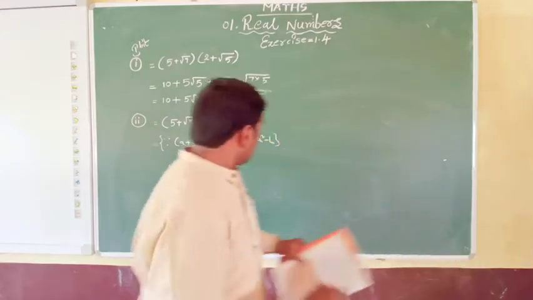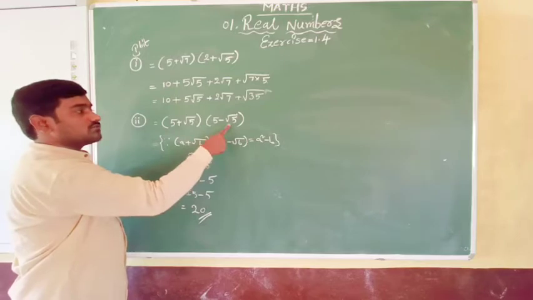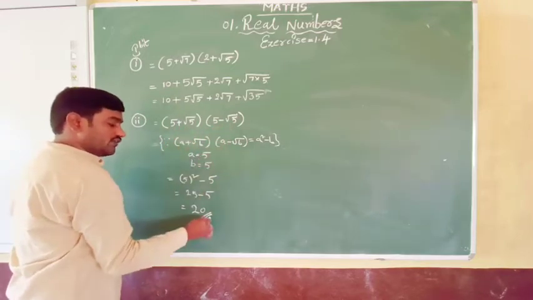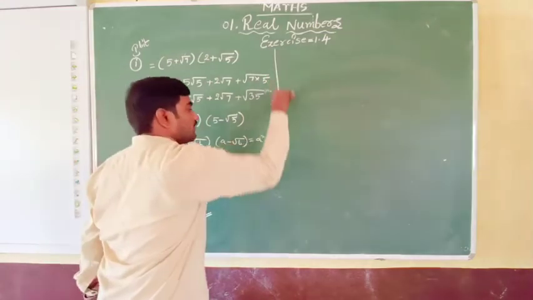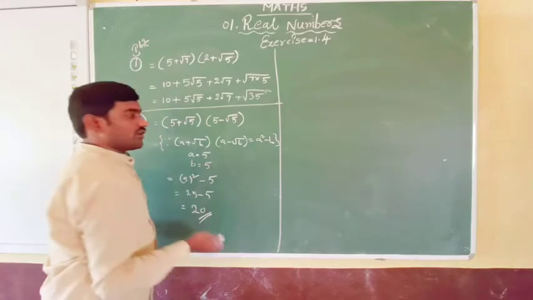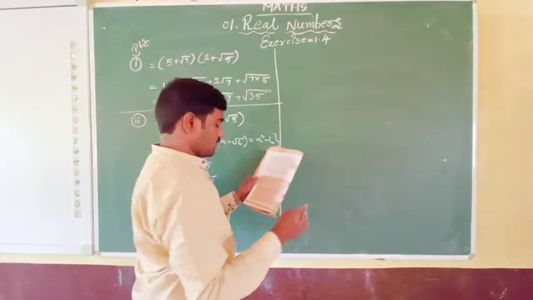You can also do this problem in the same method. With 5 you multiply both the terms, and with root 5 also you multiply both terms, and you get the same answer. If you don't remember this formula, you can go for the same process we have done in the first problem.